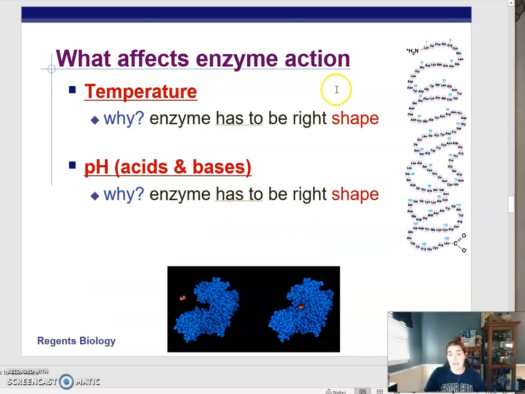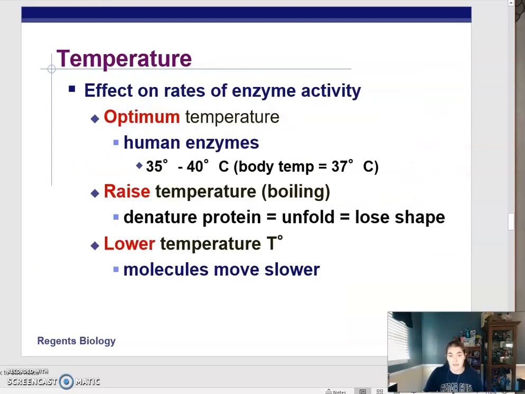So some things affect enzyme action. It could be temperature. Why? Because, well, if you cook or heat up an enzyme, it unfolds and changes shape. And since it's not the right shape anymore, it doesn't work. If you torch a lock and melt it, of course the key's not going to fit. pH, acid and bases, same thing. If you drop a lock in acid, the key's probably not going to work anymore. Everything has to be the right shape, and both pH and temperature can change the shape of the protein, which would then make it ineffective.